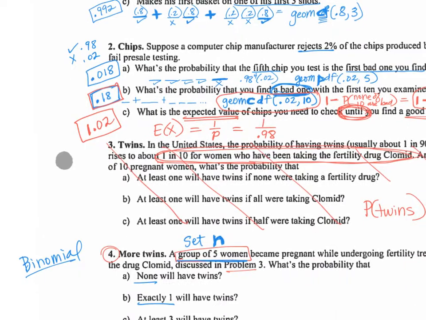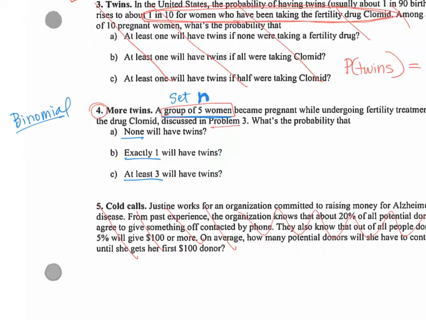All right, so back down to this number 4. None will have twins. So that means I need all 5 of them to not be having twins. That's 0.9, 0.9, 0.9, 0.9, 0.9. So 0.9 to the 5th power is probably the simplest way to write that one out. And that answer is 0.59. So if you do that one right, it's 0.59.